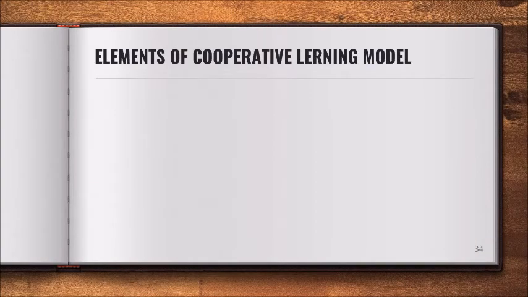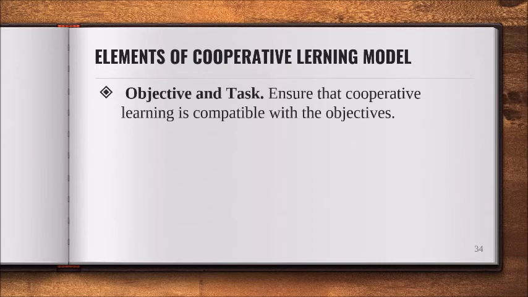Okay, tingnan naman natin ngayon yung elements of cooperative learning model. Ano-ano ba itong mga elements na ito? First, we have the objective and task. We have to ensure that cooperative learning is compatible with the objectives. Take note of that. And dapat yung task na ibibigay ni teacher ay challenging and rewarding that will require many skills at maiwasan din ng mga learners ang maging dependent sa isa o dalawang tao.